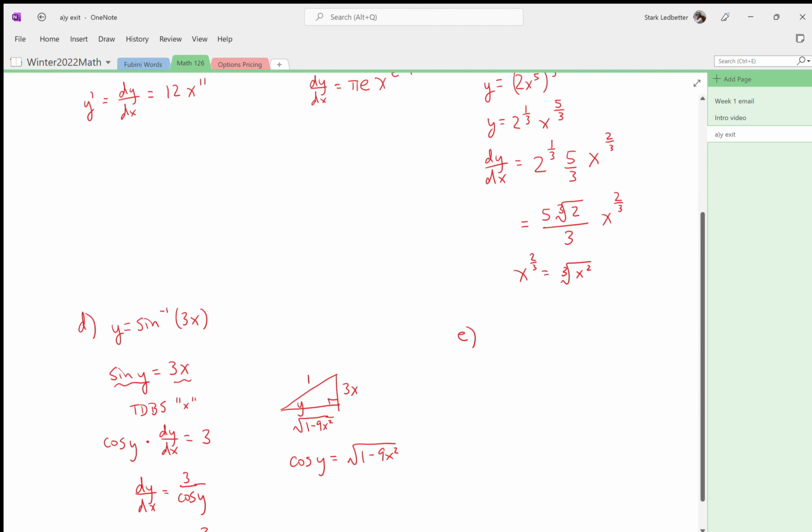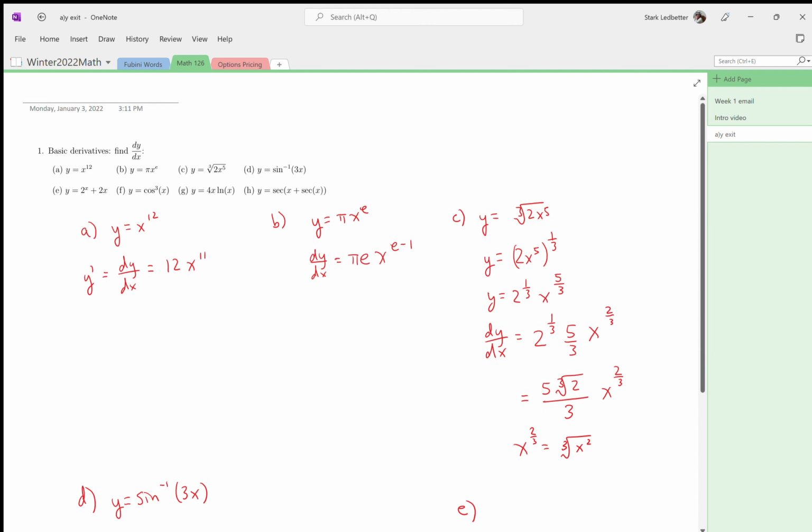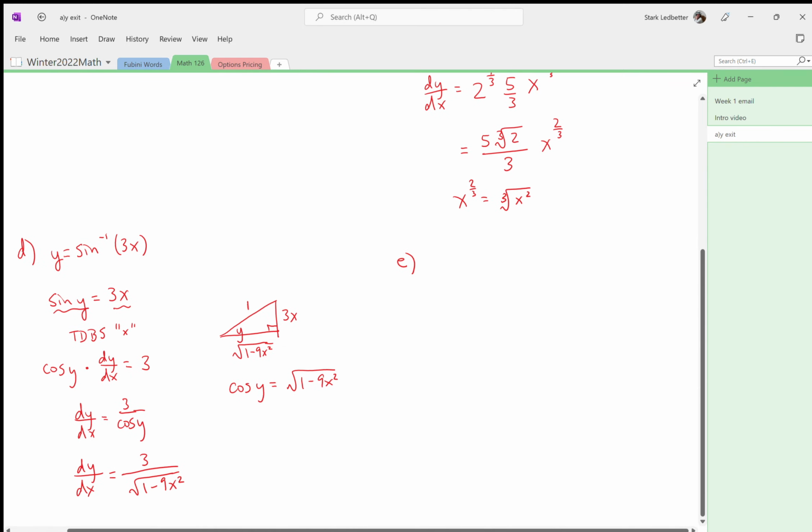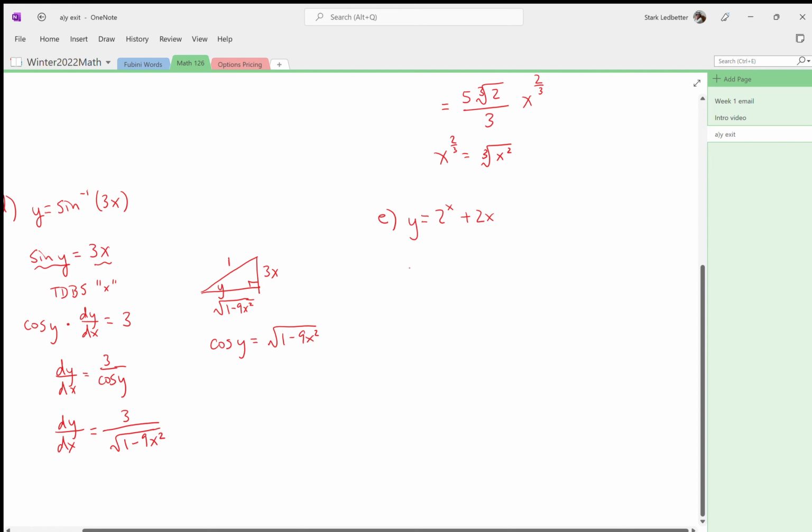So that's good. Part E, y equals 2 to the x plus 2x. Again, I don't like memorizing. Some of you will have the derivative of 2 to the x memorized. I'm going to write it as 2 is the same as e to the natural log of 2.